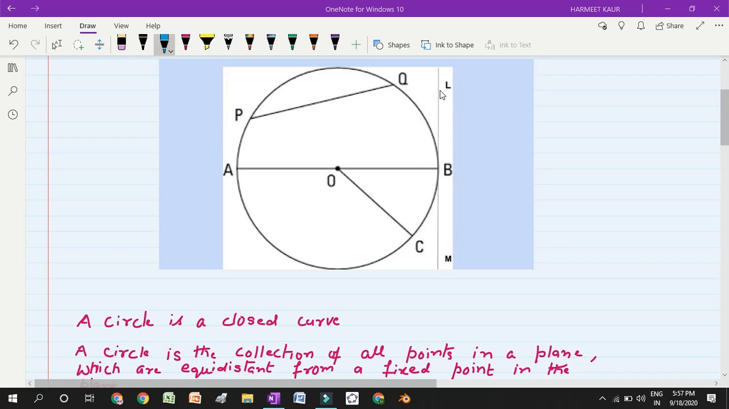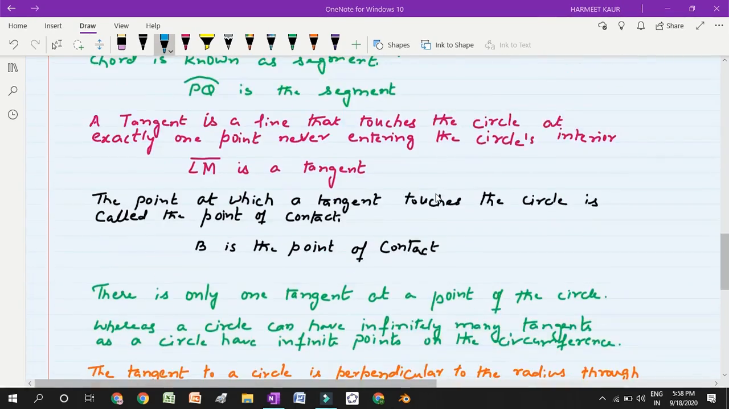So when a line touches the circle in the exterior of the circle, then this line is known as a tangent. It never enters the interior of the circle. It only touches from outside at one point, and this point is known as the point of contact. The point at which the tangent touches the circumference of the circle is known as the point of contact.